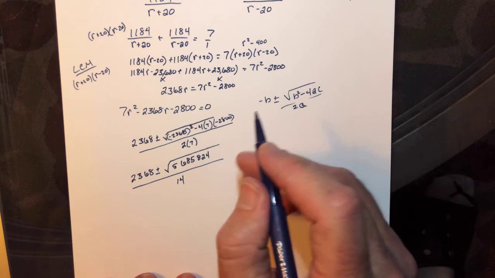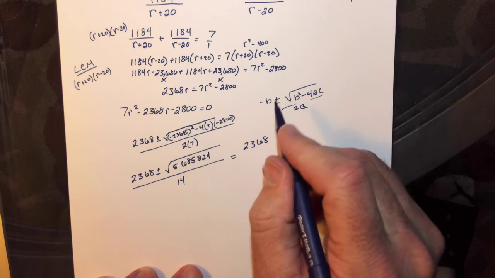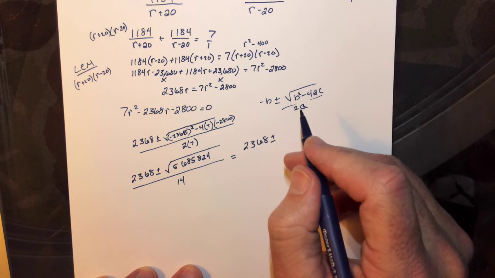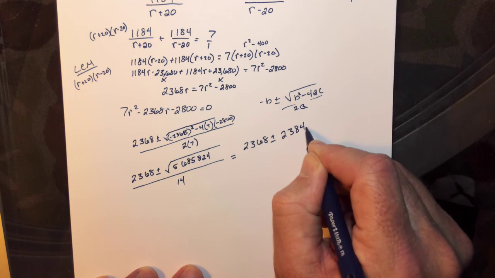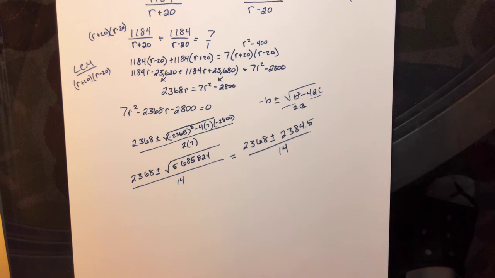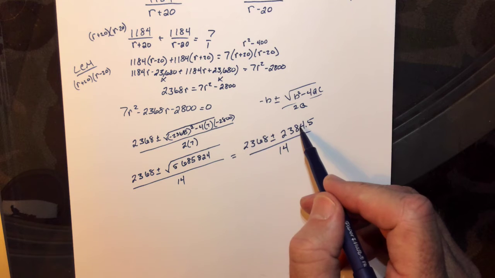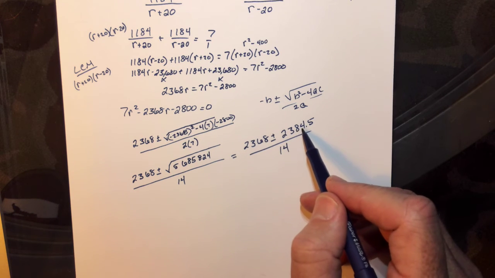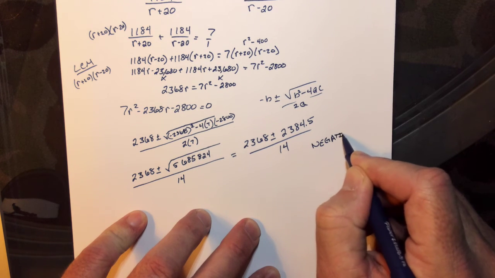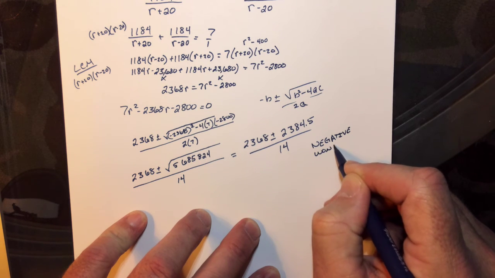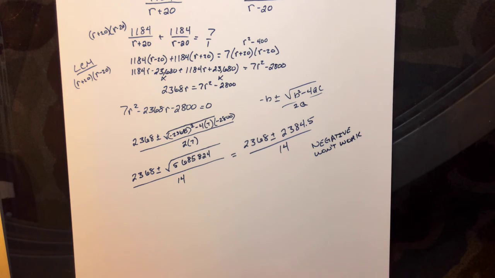And when we take the square root of it, 2,368 plus or minus, excuse me, and I'm going to the nearest tenth right now, 2,384.5 all over 14. So now let's use some logic. You're going to take 2,368 and add it to this. You're going to take 2,368 and subtract this. Well, that's bigger. So the negative won't work. So let's not even waste our time with that.